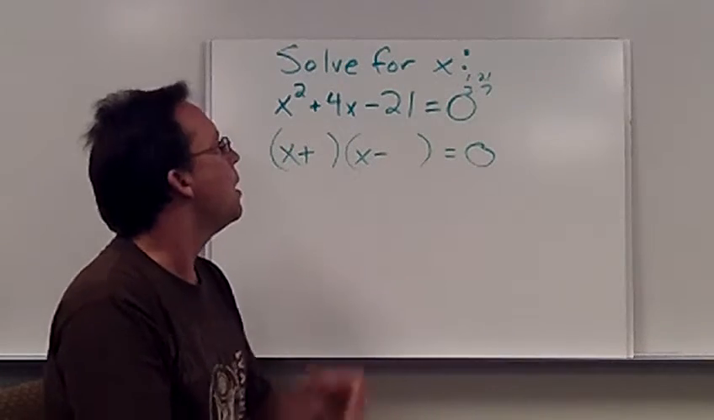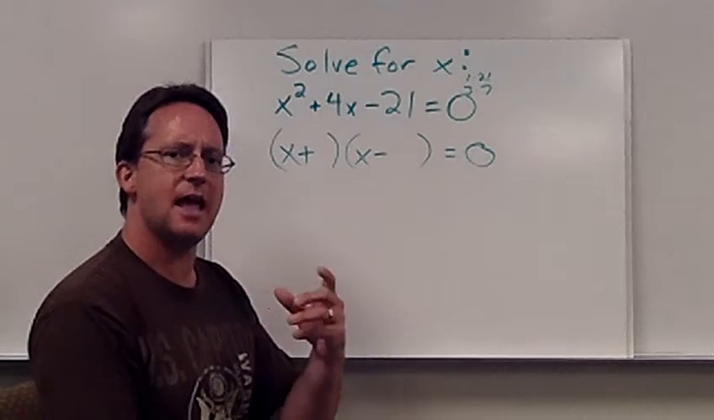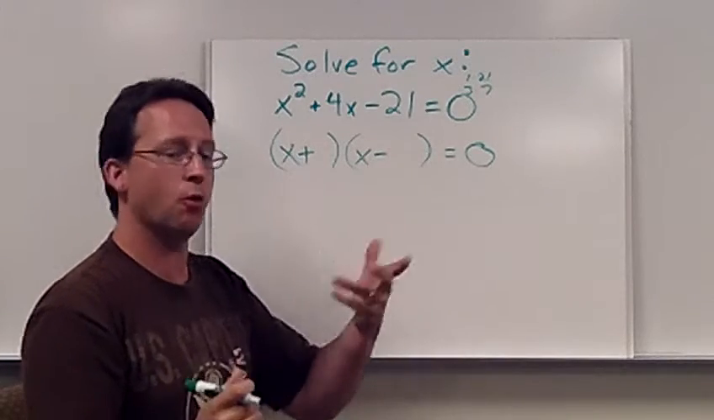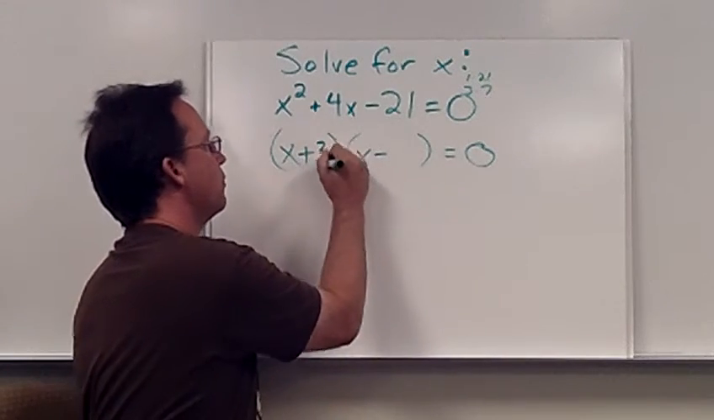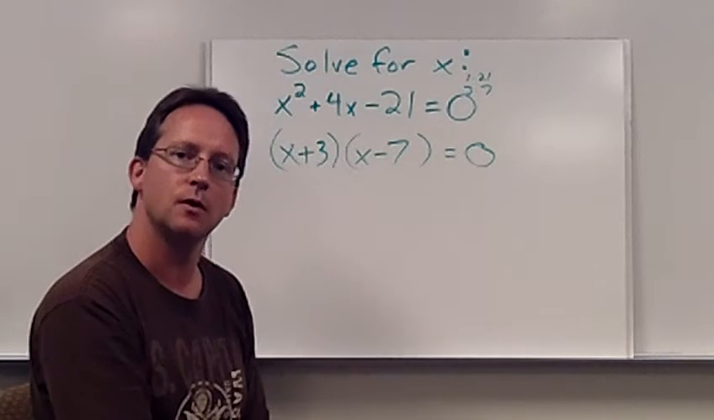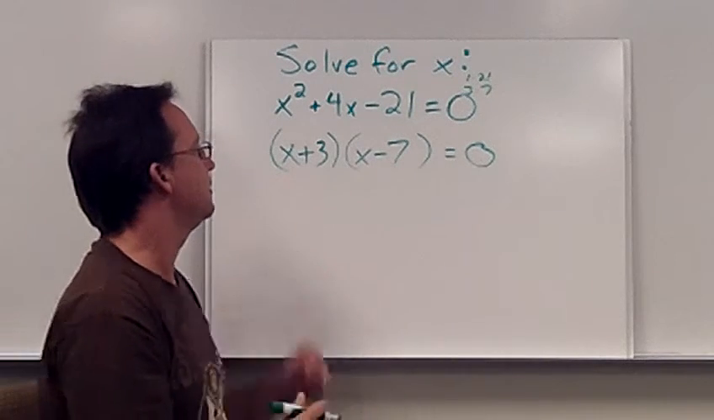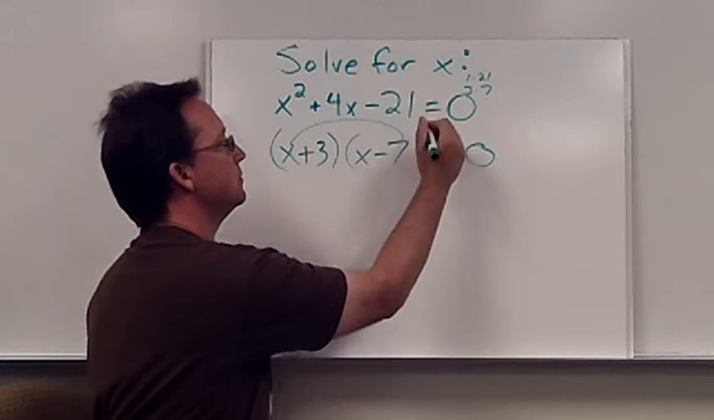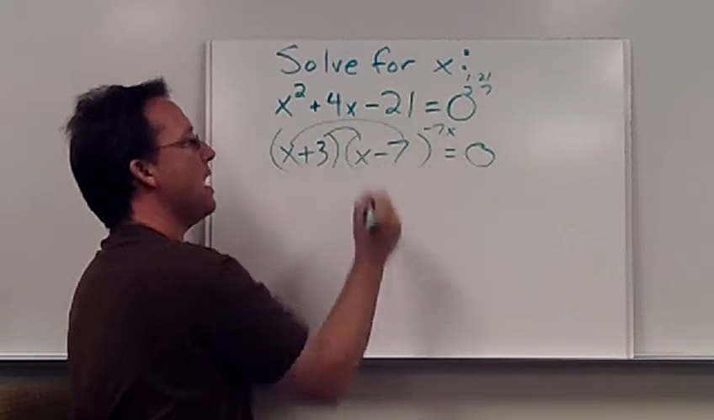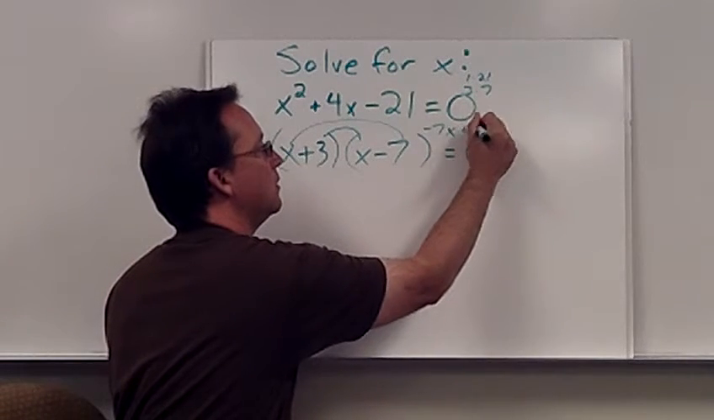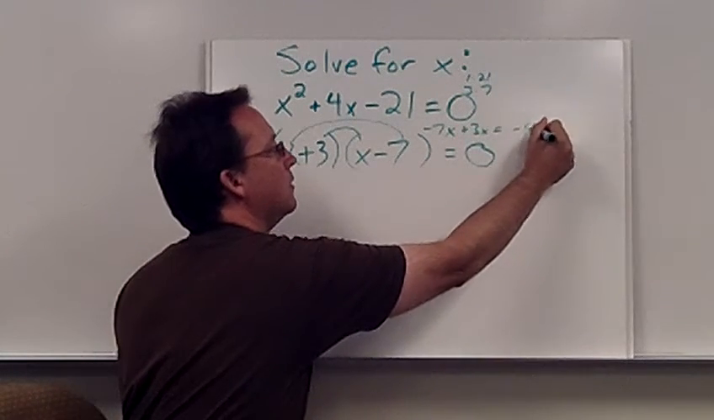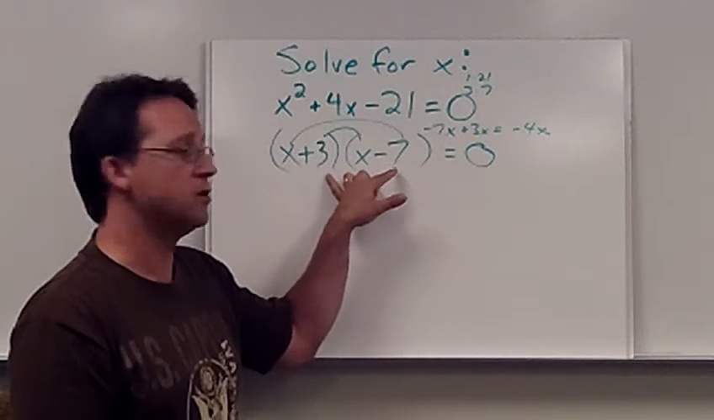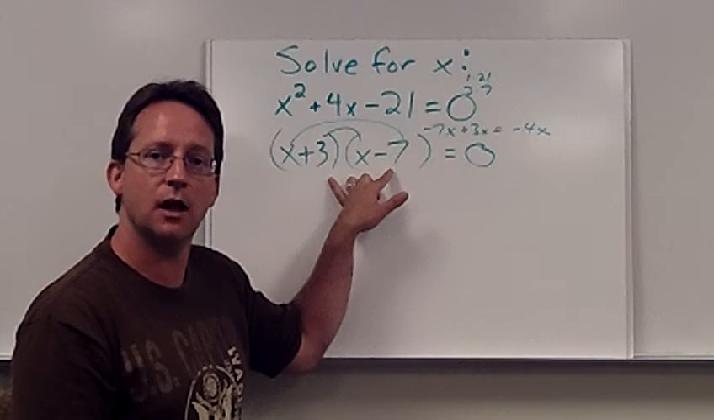But what you'll find is now it's important that the order of those numbers matters. So for example, let's say I do 3 times 7 here. If I try to FOIL that, notice I'll get x times a negative 7, the negative 7x, positive 3 times an x. I get negative 4x. That's not what I'm looking for. I'm looking for a positive 4x. So this is not the correct factoring, right?